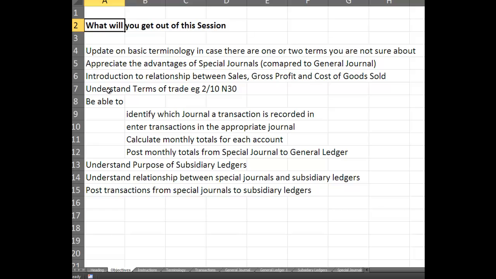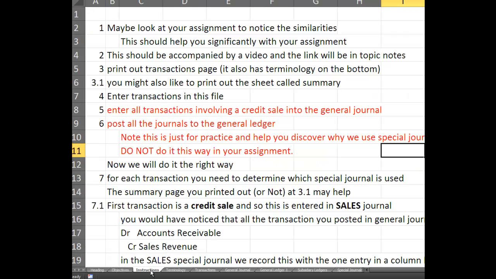So if terms of trade say 2/10 net 30, well, the key bit there is the 2/10 means if you pay within 10 days you would get a 2% discount. So, instructions for this.